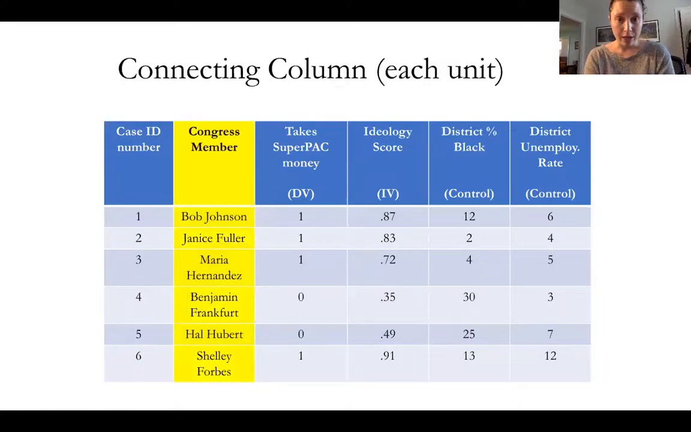In yellow right here, we have something called a connecting column. This basically means these are your units that you're analyzing. In my fake study, my units are each person in Congress. So it's individuals in Congress. Bob Johnson, Janice Fuller, Maria Hernandez, these are made up names. But each of them has their own sort of row in the data sheet, which means that they're all in the same column. So that's our connecting column, or that's each unit that we are analyzing.